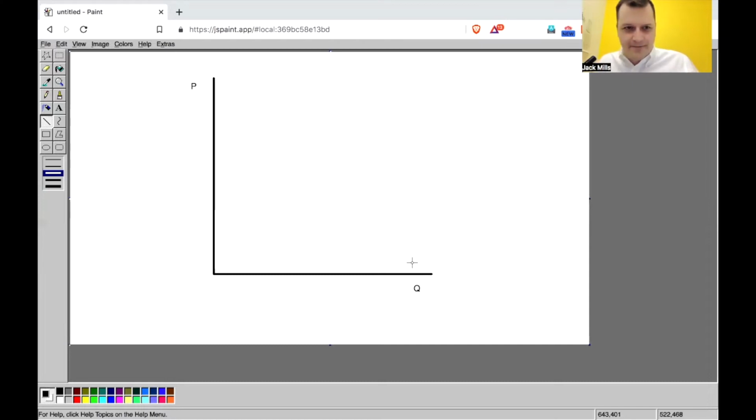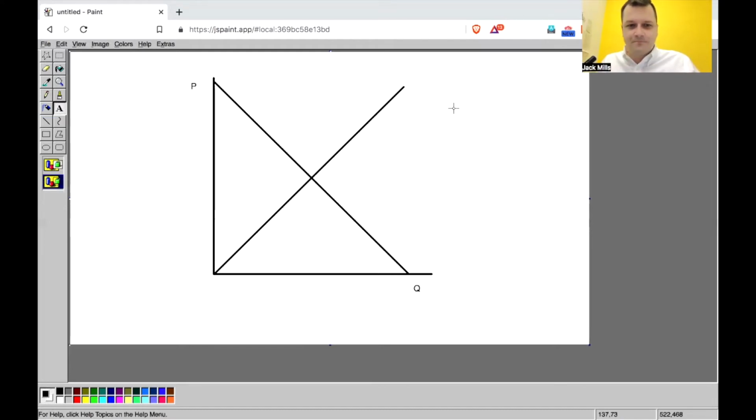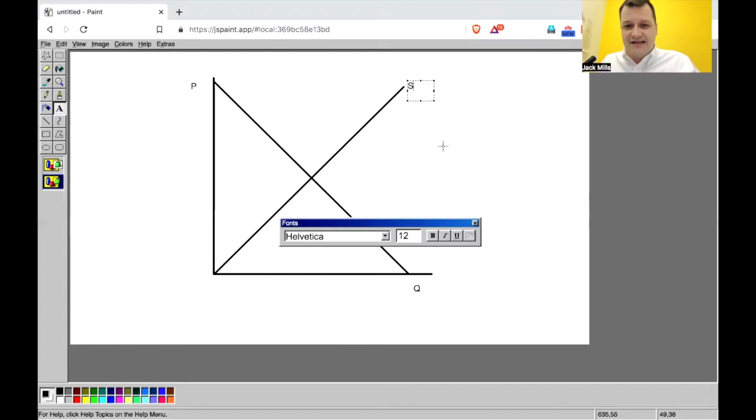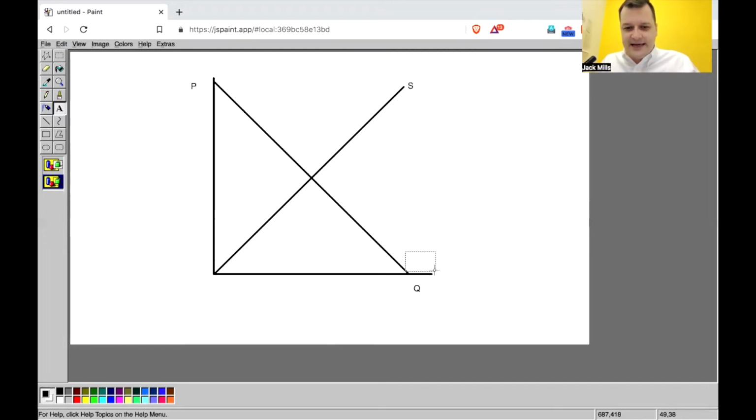I'm not going to do that. You know why? Because I'm going to make sure that that line, and this is going to be important in a bit, hits the y-axis and hits the x-axis. So I should have two intercepts, a vertical intercept and a horizontal intercept. And then I'm going to do the same thing with my supply curve, holding shift, get a straight line like that. And then I'm going to label it S, and I'm going to label it D.